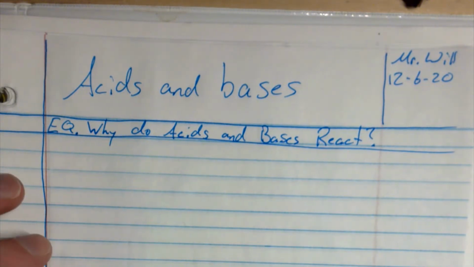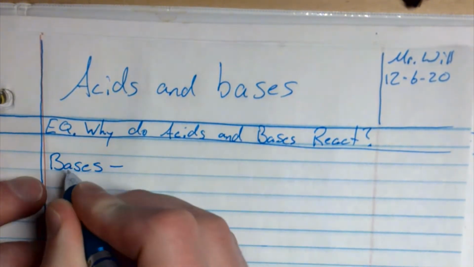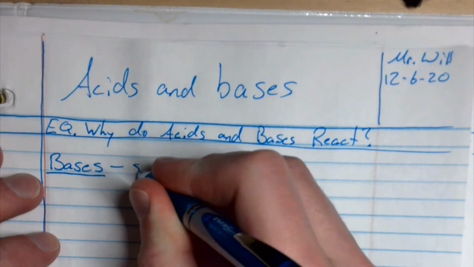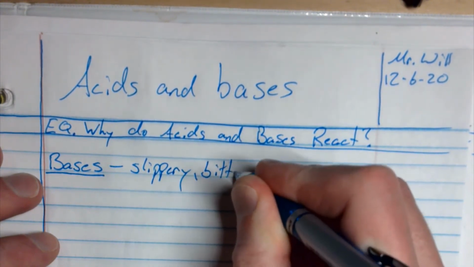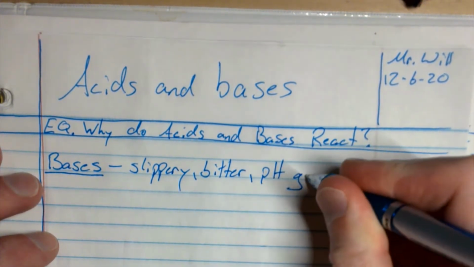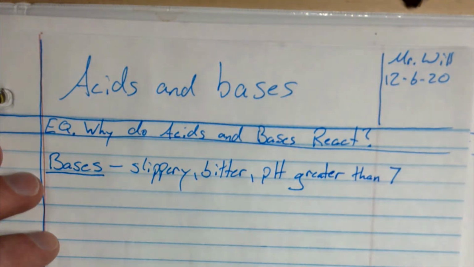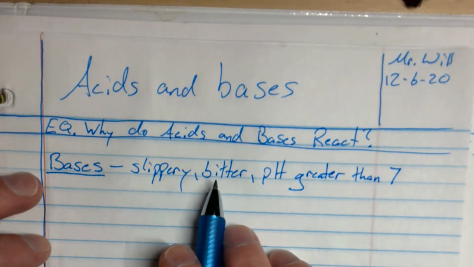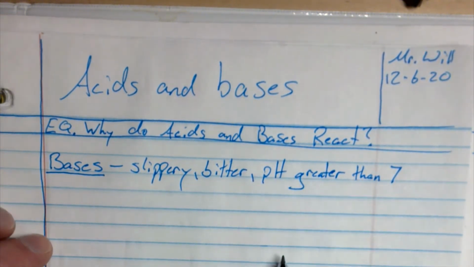So first, let's do some vocab words. So we've got bases. That's my vocab word. And so when we think about bases, bases are going to be slippery and bitter and have a pH, which is the scale that we're going to draw later, greater than 7. So those are bases. A good example of this is soap. I don't know if you've ever had soap in your mouth, but it is very bitter. Obviously, it's slippery. And then we think about it as a pH greater than 7. All right, so that's bases.